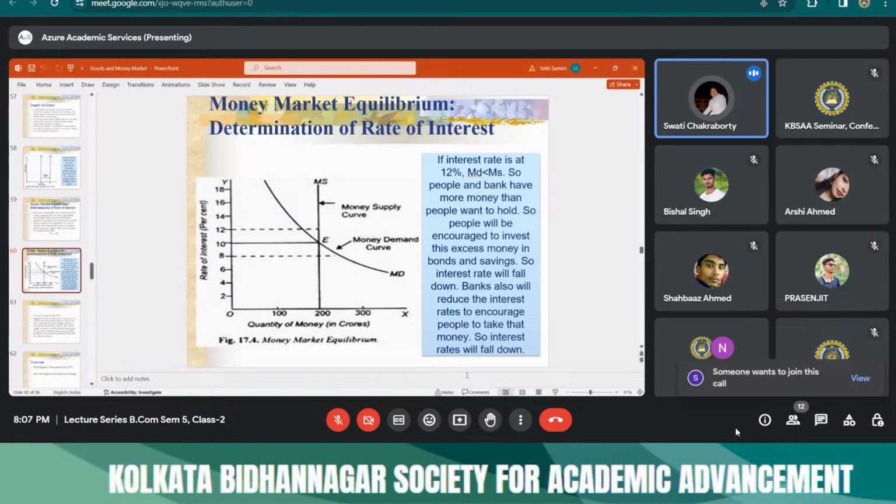The rate of interest on assets increases, so people are more interested to invest in assets. So the demand for money goes down. The rate of interest keeps increasing and the demand for money goes down, till the rate of interest reaches 10%. That is the equilibrium condition. So that's how it actually goes about.